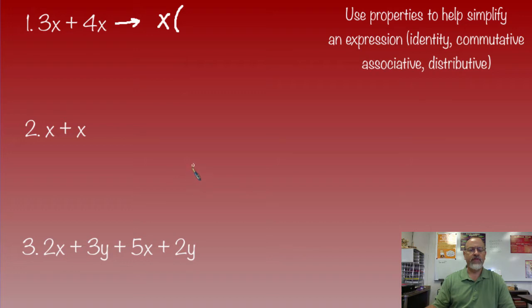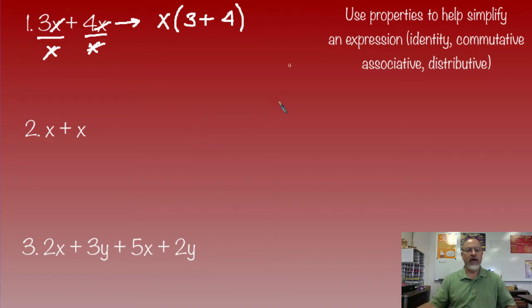We're going to use the distributive property in reverse, and so we're going to divide this by x, and we know that x divided by x is 1, so that leaves me 3 times 1, which is 3. And then I have to divide this term by x, and x divided by x is 1, so that leaves me 4 times 1, which is 4. That's the identity. So by factoring this out, I then have 2 numbers inside, which I can go ahead and simplify now using order of operations.